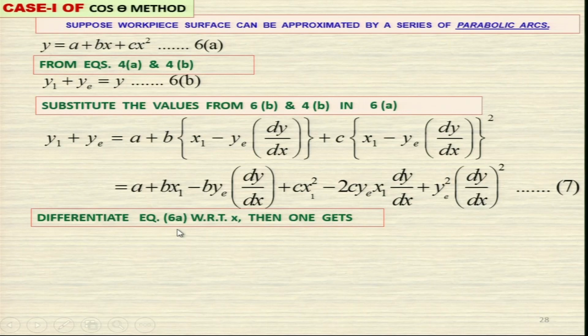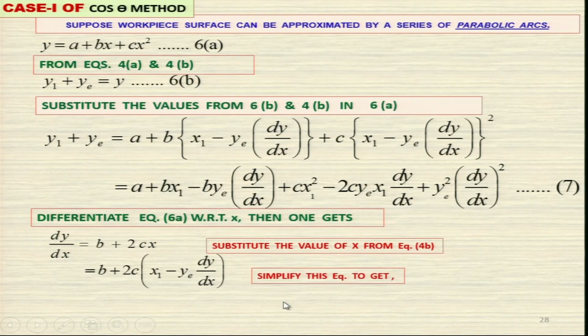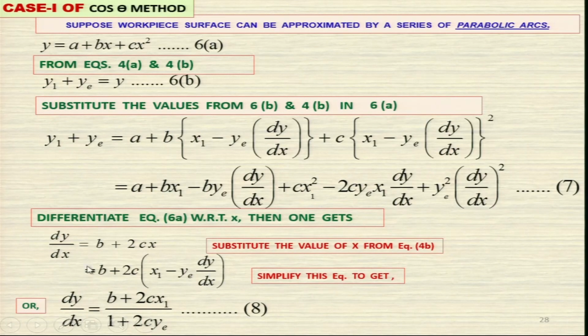Now, differentiate equation 6a with respect to x, then one gets dy over dx is equal to b plus 2cx. You differentiate this equation, you will get this particular equation, dy over dx is equal to b plus 2cx. Substitute the value of x from equation 4b that was shown in the earlier slide. So, you get b plus 2c, here substitute the value of x, so x1 minus y_E dy over dx. Simplify this equation to get dy over dx, that is this one: b plus 2c x1 over 1 plus 2c y_E.